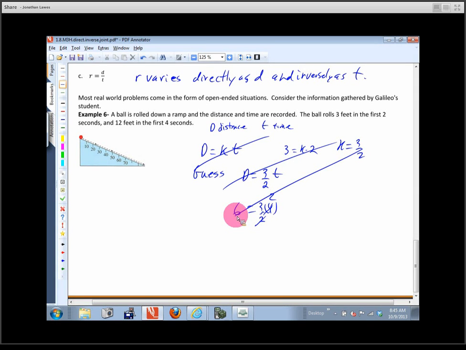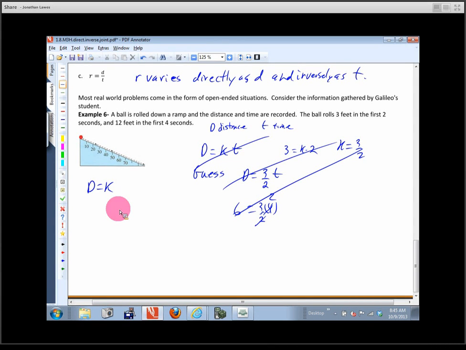But it's got to vary directly, doesn't it? As one gets big, the other one gets bigger also. Okay? Anybody want to take a guess at another model? It's got to be some sort of direct variation. D equals K. It's got to have something to do with time.